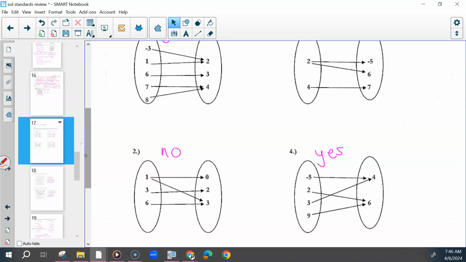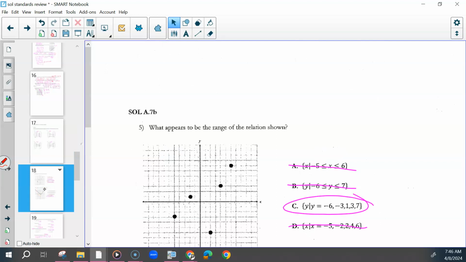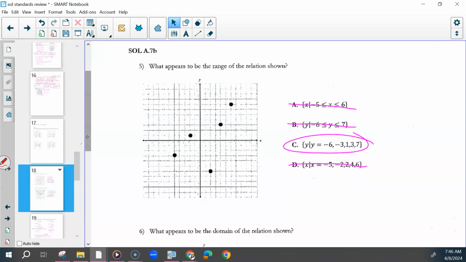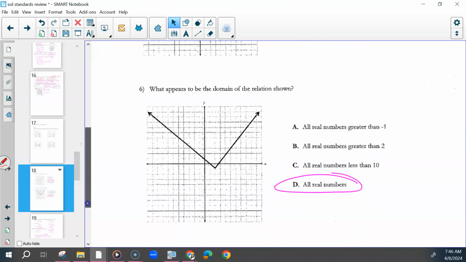And then on to the next page. Again, this is not something we've talked about yet. You're actually going to be talking a bit about domain and range today and then some more later. But range is your y values, domain is your x values, so 5 was C, and 6 was D.